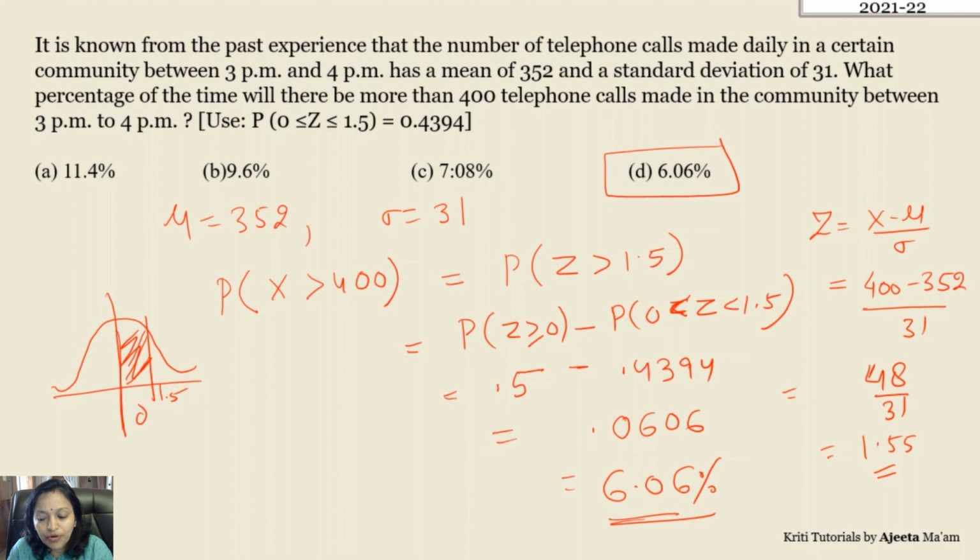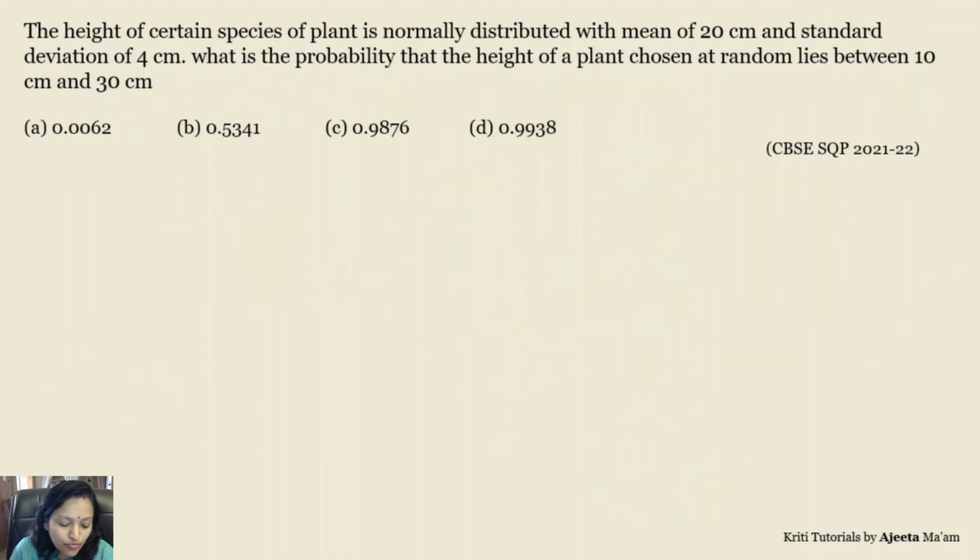This is a very important part. Mark it and keep it. That's an important question. Now let's move on to the next. The height of a certain species of plants is normally distributed with a mean of 20 centimeters and a standard deviation of 4 centimeters. What is the probability that the height of a plant chosen at random lies between 10 and 30? Here again the mean is given and the standard deviation is given, so it will be the case of normal distribution.